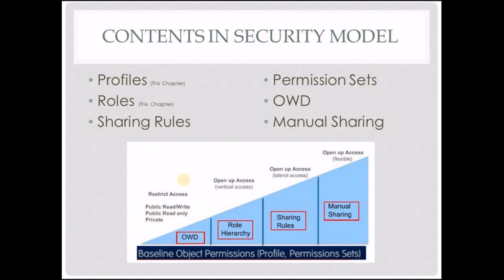Private being the most restrictive setting, a user is only able to view his own data and not any other user's data. While public read-write means that a user can view any other user's data and make changes to it. Next, we have the role hierarchy, sharing rules, and manual sharing, which are used to open up the access to a user, apart from the baseline object permissions and the OWD.